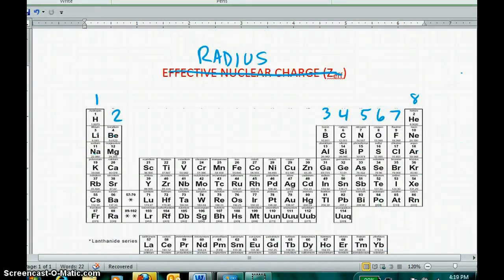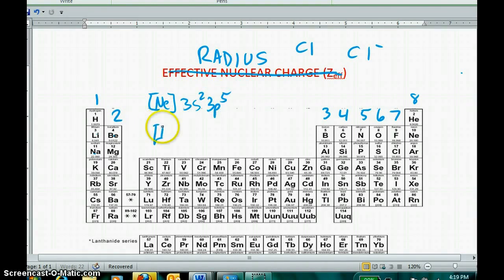So you may be wondering, well, when do we ever get to the number of valence electron argument? Well, that would be the case if we were to compare, say, chlorine, the neutral atom, and chloride, the anion of that neutral atom. Because chlorine has neon's core and a 3s2, 3p5 configuration for its valence electrons. Chloride, the ion, has the same core, but it has one more valence electron than chlorine. This is chlorine, this is chloride.